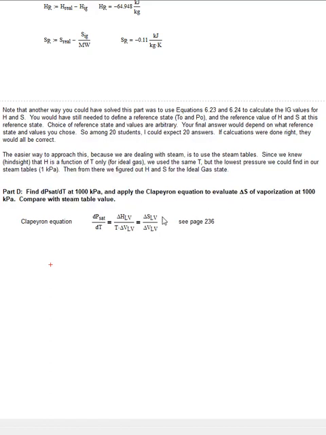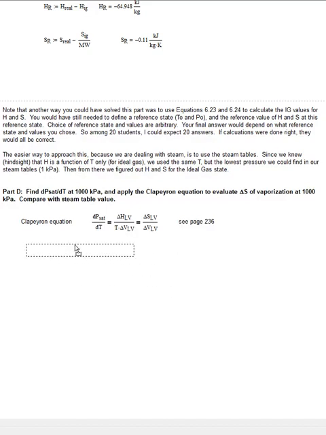Now what they want is, they want us to find dPsat/dT and then calculate delta S of vaporization. If you wanted to, you could rederive everything, but if you go up a couple lines above this equation, you'll see that dPsat/dT is equal to delta S of vaporization over delta V of vaporization. And so what they want us to calculate is delta S of vaporization. Delta V of vaporization we're going to get from the steam tables. And then dPsat/dT we need to find somewhere.